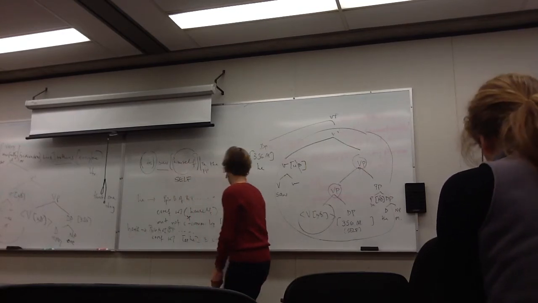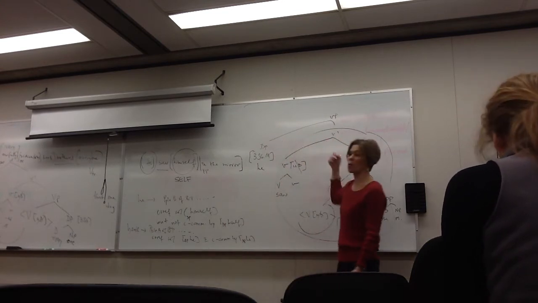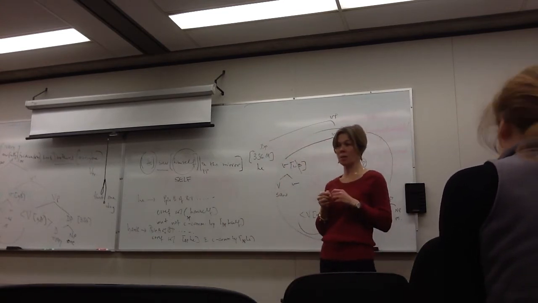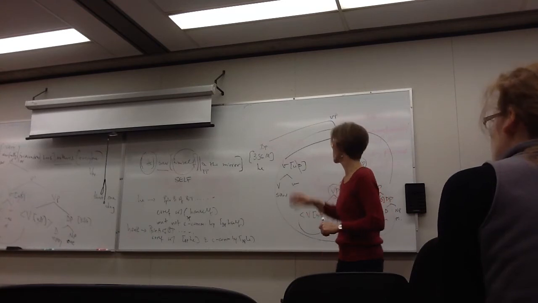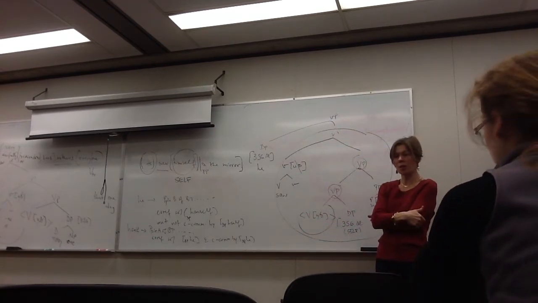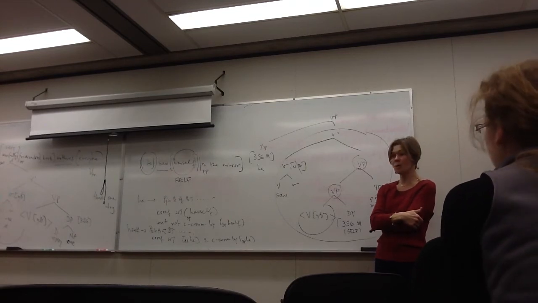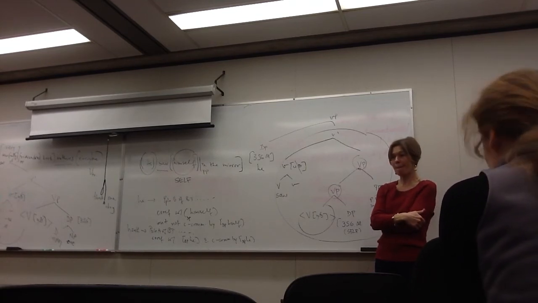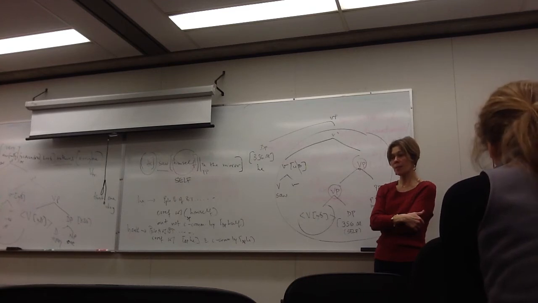You don't have to put the explanation in words. You can just draw a little arrow on your tree or something that indicates that, like we did here. You can just draw this and say C-command, and then I know that you've thought about it. Okay, so principle A is observed.